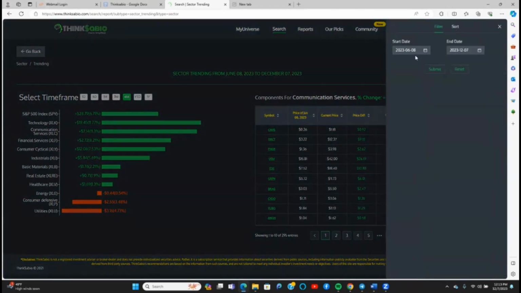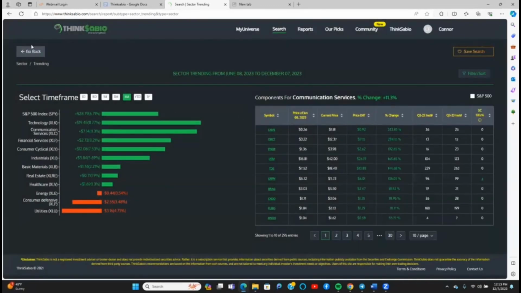And then if you want to filter by date, you can do it here, so you don't have to go just based on the time frames up top. And if you want to sort, you can sort by different stocks, different sectors, the percent change, price difference. So that gives you some customization to look at.